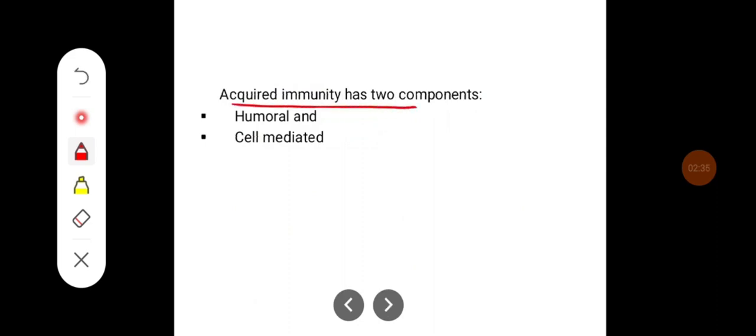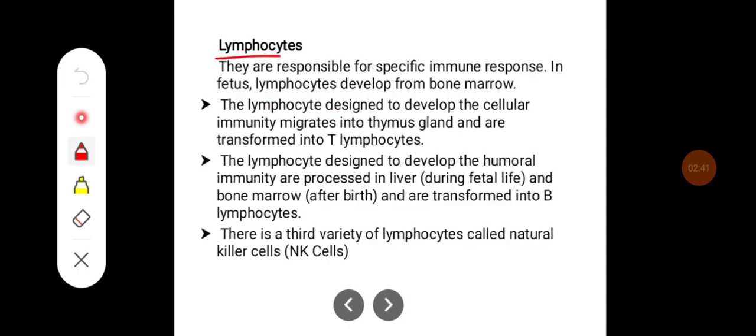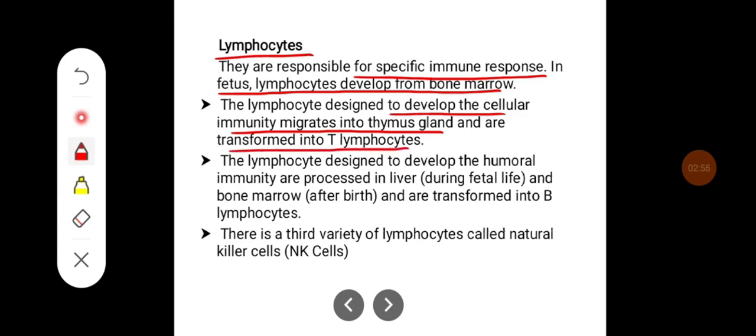Acquired immunity has two components, humoral immunity and cell-mediated immunity. Lymphocytes, they are responsible for the specific immune response. In the fetus, lymphocytes develop from bone marrow. The lymphocytes designed to develop cellular immunity migrate to the thymus gland and are transformed into the T lymphocytes. The lymphocytes designed to develop humoral immunity are processed in the liver during fetal life and bone marrow after birth and are transformed into B lymphocytes.